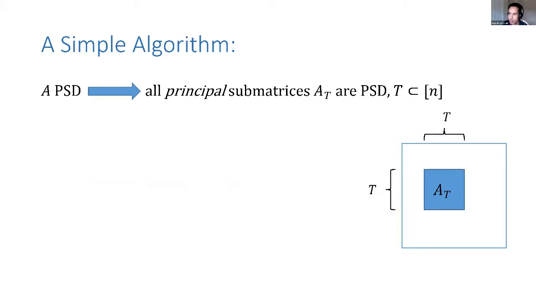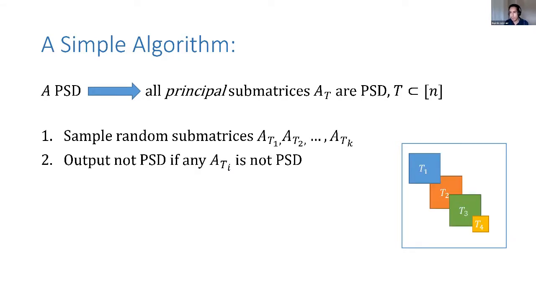And the algorithm you could come up with once you know the following very simple fact. The simple fact is that if you have a PSD matrix A, all of its principal submatrices are also PSD. A principal submatrix, which we're denoting here by A sub T, is just any square submatrix where the row indices and the column indices are the same. So if you're PSD, all such principal submatrices are also PSD. Okay, so what's the algorithm?